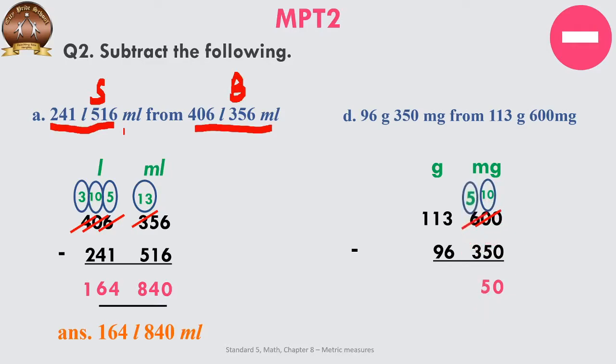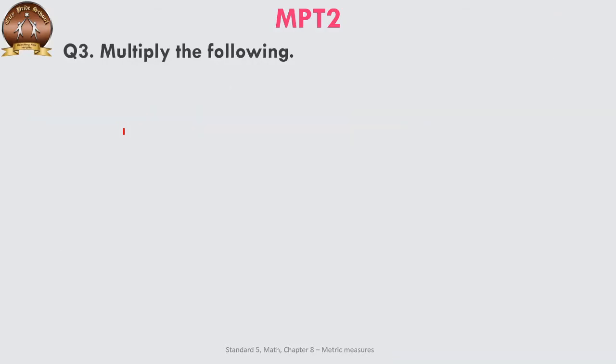10 minus 5 is a 5. So the next number becomes 5 because it has lended to the 0. So 5 minus 3 is a 2. 3 cannot subtract, so it becomes 13. 13 minus 6 is a 7. Now this number becomes a 0 and combining with the first number it becomes a 10. 10 minus 9 is a 1. So the answer is 17 grams 250 milligram.